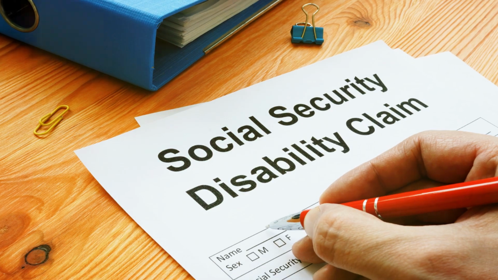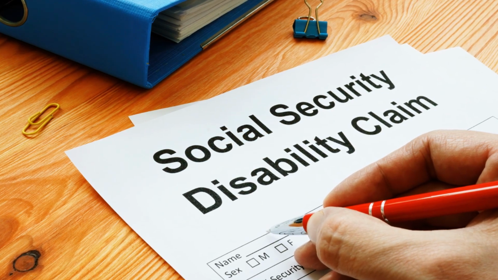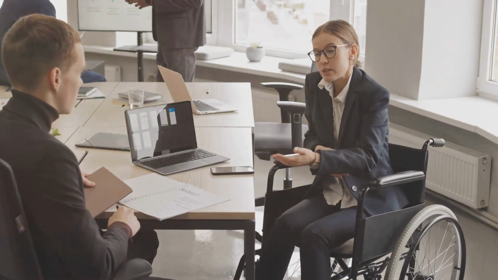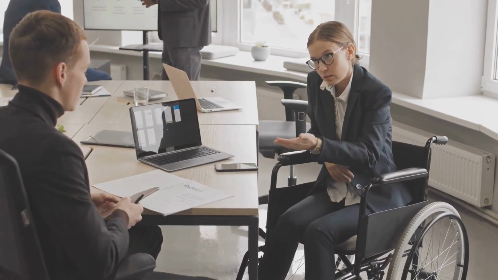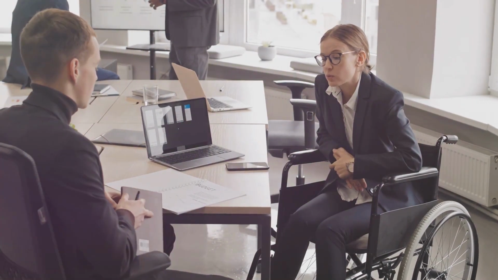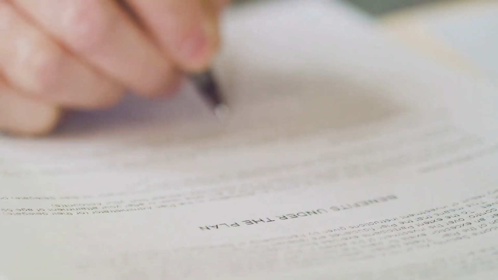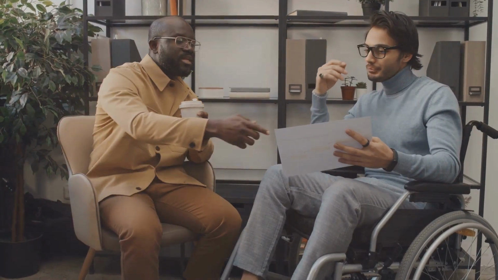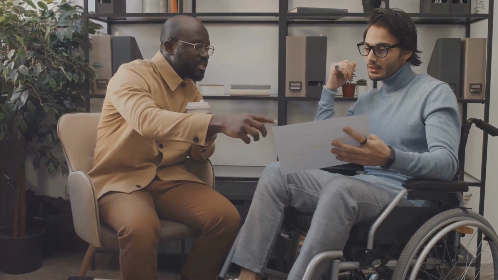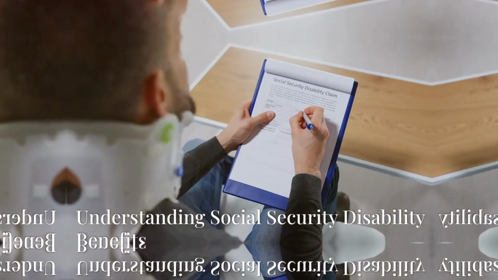Applying for Social Security Disability Insurance, or SSDI, can feel overwhelming. It's a complex process with detailed forms and specific requirements. However, successfully navigating this process is crucial for individuals who are unable to work due to a disability. A well-prepared application can significantly increase your chances of approval. This guide will provide a step-by-step approach to help you understand and effectively manage your SSDI application.